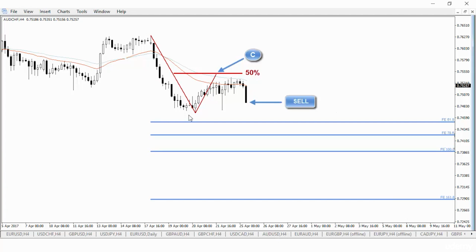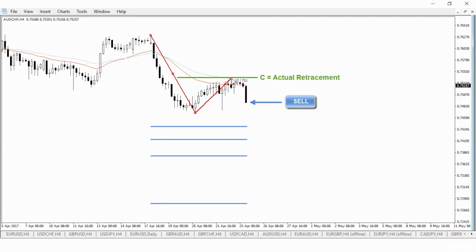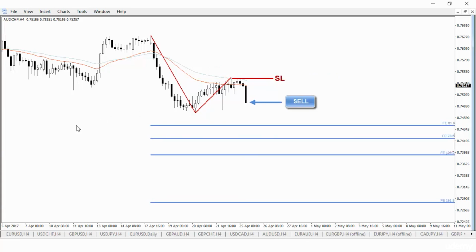Now here the actual retracement is slightly lesser than 50% of the previous rally. So to set the Fibonacci point C at the right position, just double click on the red dotted line and then drag it to the exact retracement point. Now we are all done. Here you can see that our Fibonacci expansion levels also have been readjusted at the right position on this chart.